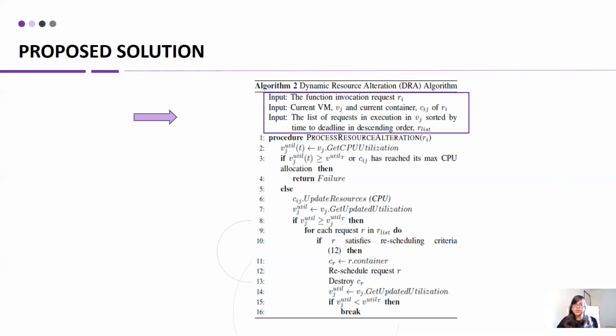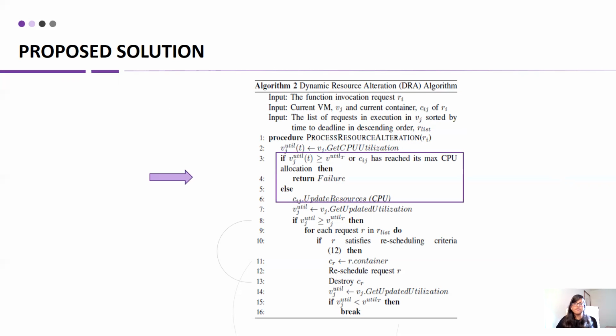This algorithm is executed by the VMs each time a task reaches a certain percentage of the task's time to deadline from arrival. At this point, if the function is still in execution, the initially allocated upper limit of CPU processing power to the container is incremented, provided that the underlying VM CPU utilization is below the threshold, and also the container has not reached its maximum CPU allocation. Here we use the concept of CPU quota and CPU period enabled in the Linux kernel's completely fair scheduler.